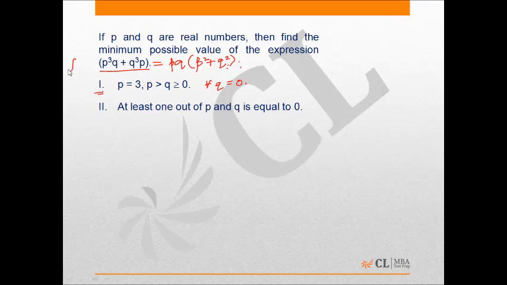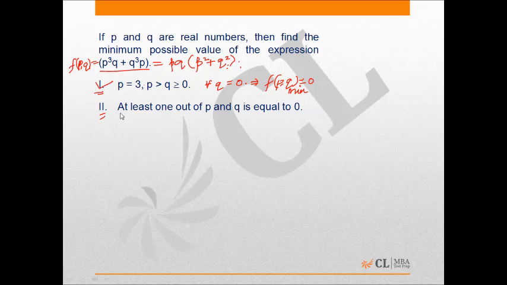Let's say the expression's name is f of p comma q, because this is a function in p and q. So when q is equal to 0, we will have f of p comma q equal to 0. That is the minimum possible value. We cannot have any value less than this. So we can answer using the first statement alone.